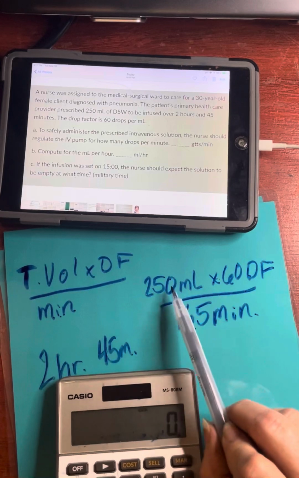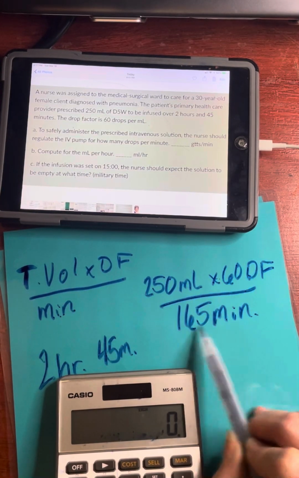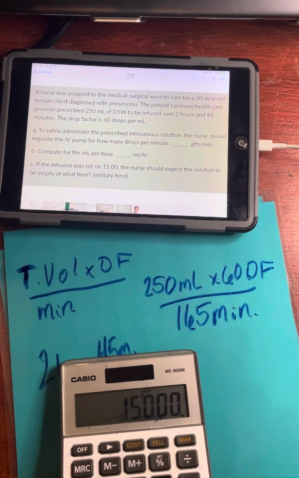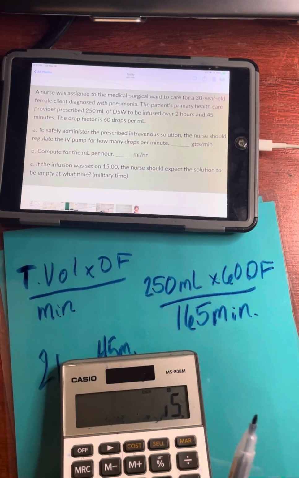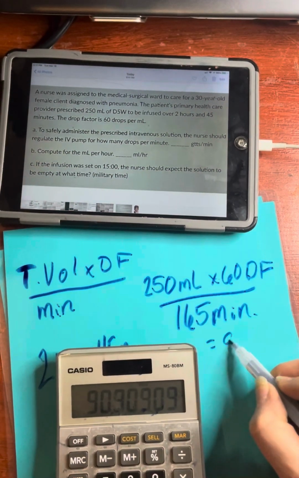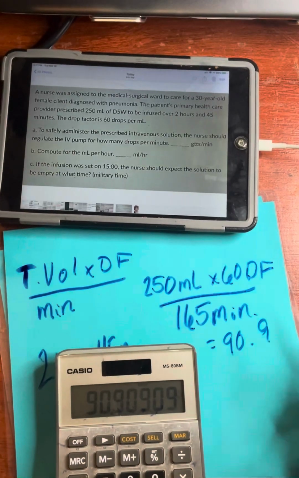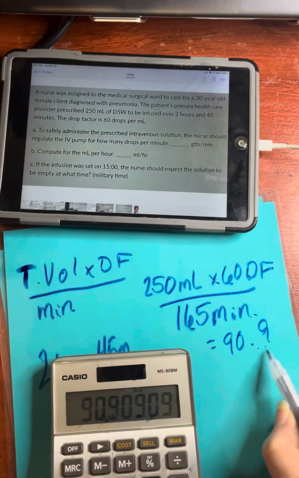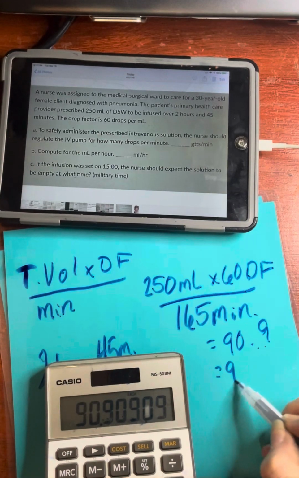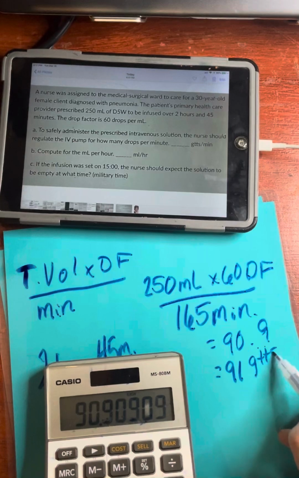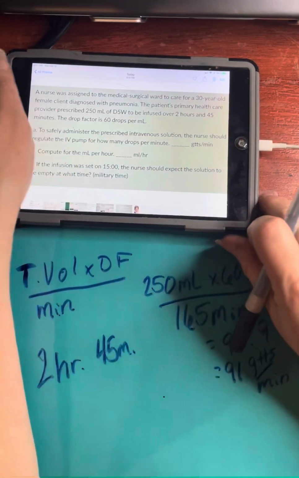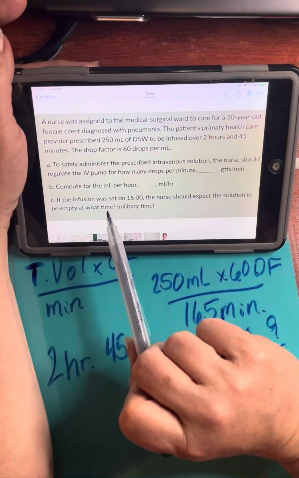So we're going to do all the math. This times that divided by that. Okay, so 250 times 60 divided by 165. And look, that's going to be 90.9 drops per minute, but you can't give 0.9 of a drop. So that would round up to 91 drops per minute. So that's what Ethel's first answer would be, okay?